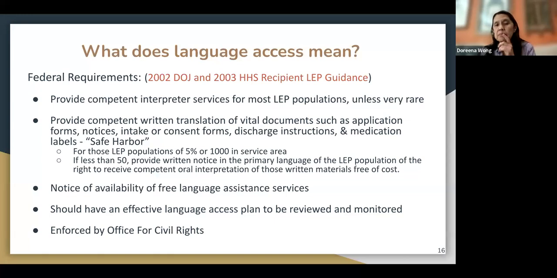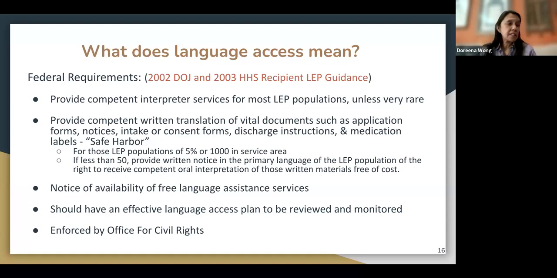It does not specifically prescribe what languages those vital documents should be translated into, but it does provide what we call a safe harbor. If, for those LEP populations that meet 5% or 1,000 in the service area of the entity, you translate the materials in that language, you can be assured that you probably are in compliance with Title VI. And if it's a small population, say under 50 LEP individuals, you can provide oral interpretation of the written materials free of cost.